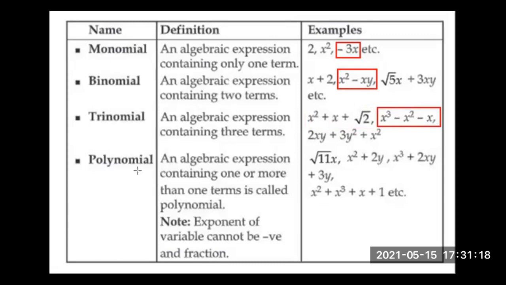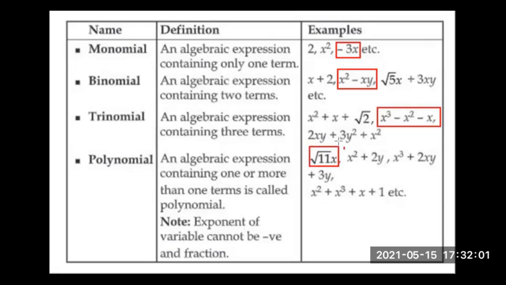At last we will move to our polynomial. What is a polynomial? We know that it is any expression containing one or more than one term. If it has one term, then also we can call it a polynomial. If it has more than one term, we call it a polynomial. Note, the exponent of a variable cannot be negative or a fraction. Here let's see the example: the first example is root 11x, only one term, and that also we can call a polynomial.